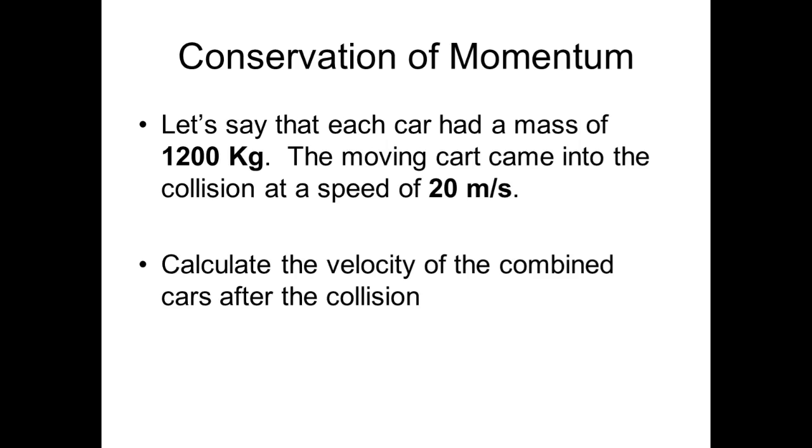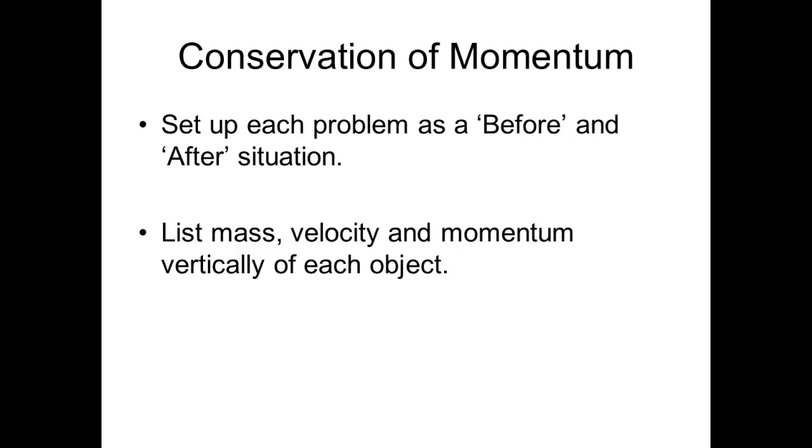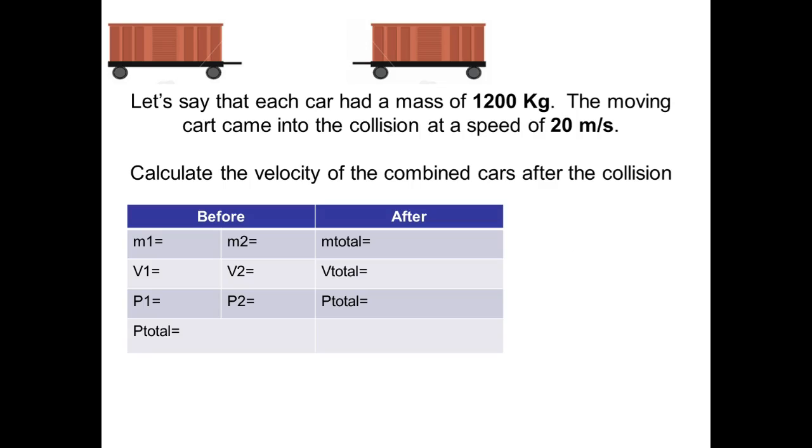Let's say that each car had a mass of 1,200 kilograms. The moving car came into the collision at a speed of 20 meters per second, or a velocity of 20 meters per second. Calculate the velocity of the combined cars after the collision. We're going to set up each problem as a before and after situation. We'll list the mass, velocity, and calculated momentum vertically for each object.